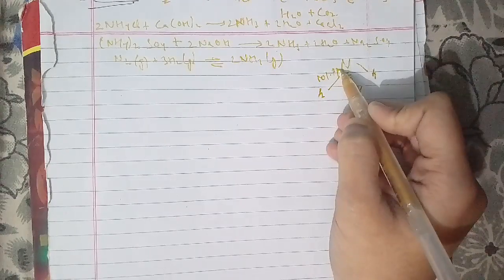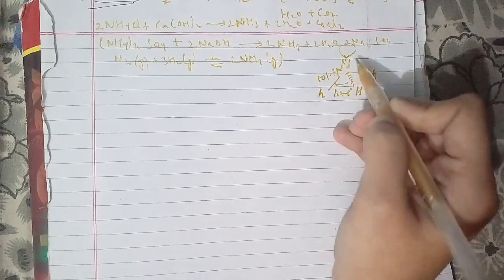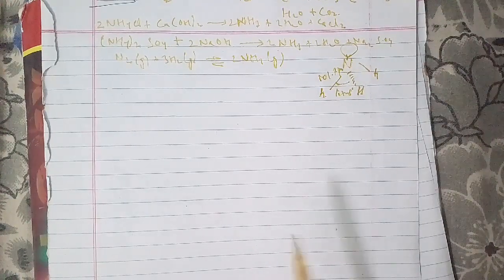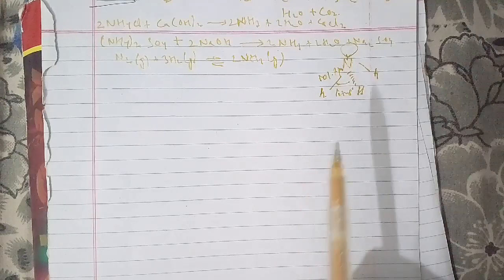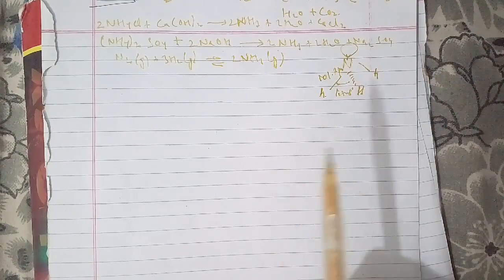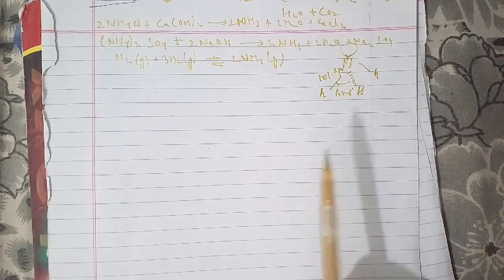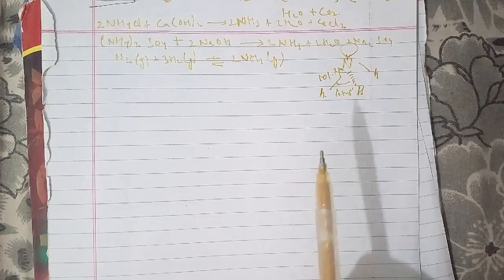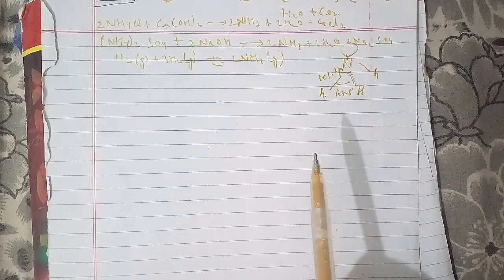As a weak base, it precipitates the hydroxides or hydrated oxides of many metals from their salt solutions. For example, it forms here: ZnSO4 aqueous plus 2NH4OH aqueous gives Zn(OH)2 plus (NH4)2SO4 aqueous. This Zn(OH)2 here is a white precipitate.